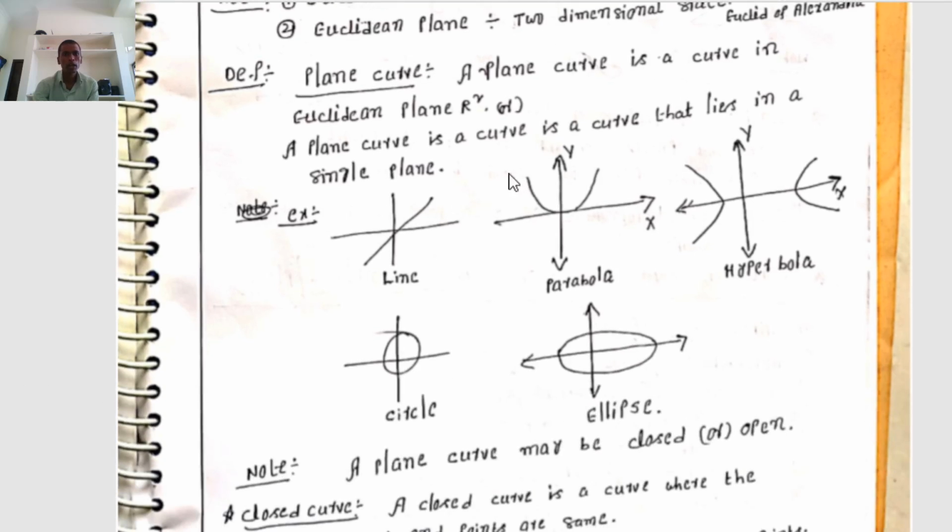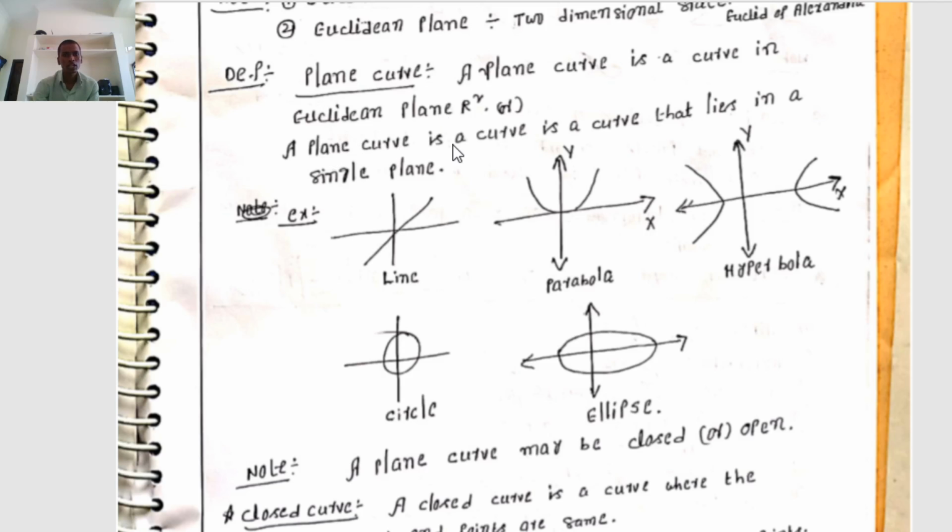Next definition, plane curve. What is a plane curve? A plane curve is a curve in the Euclidean plane R squared, meaning the coordinate plane or xy plane.